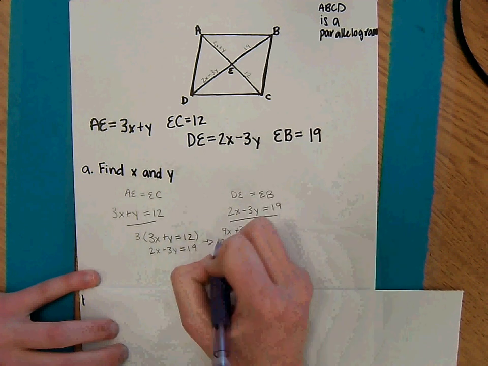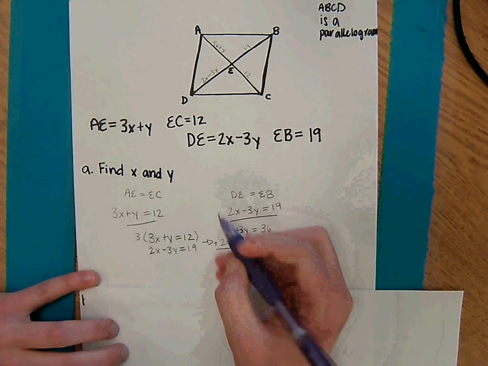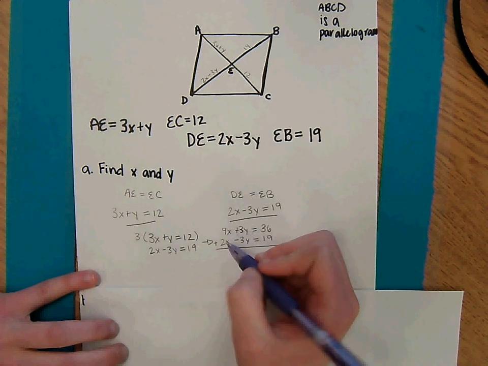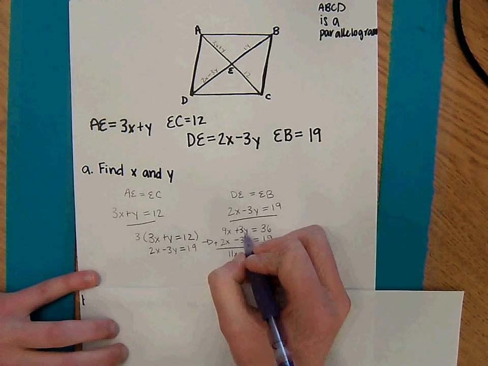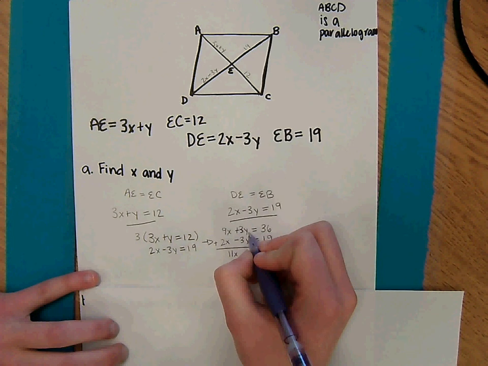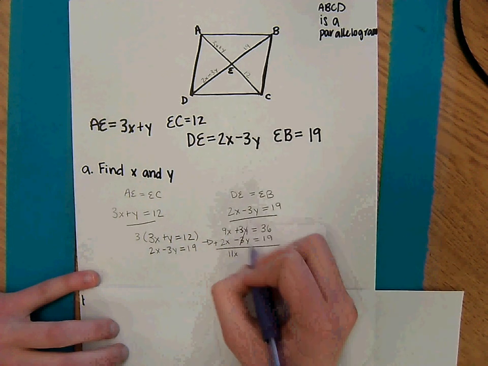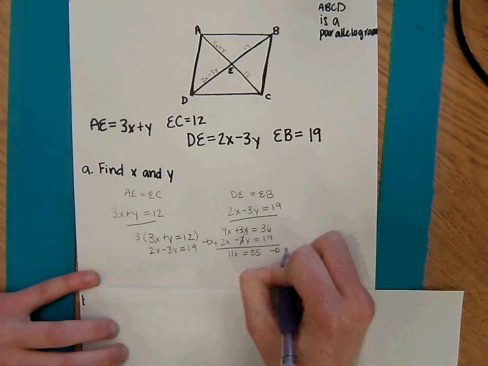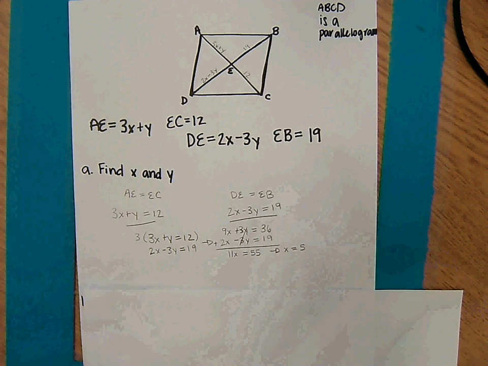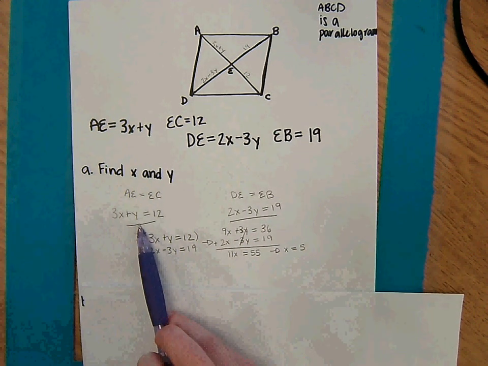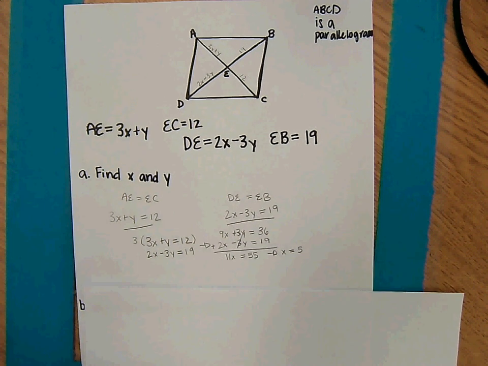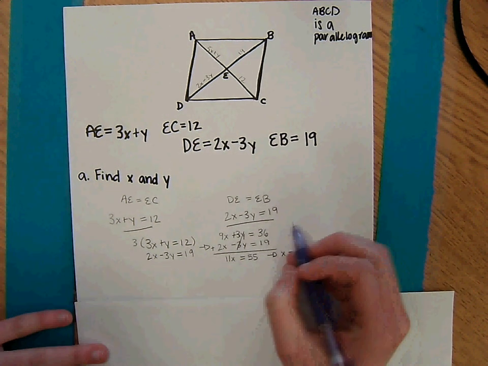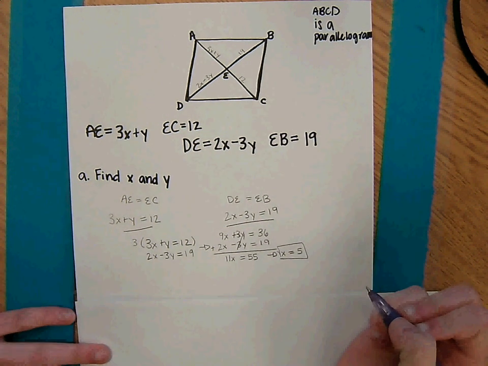Alright, and so you have to add those two together. So 9x plus 2x gets 11x. These cancel because you have positive 3y minus 3y, so you no longer have the y. And that equals 55, and so then x equals 5. Now you can use this x value and go into either this one or this one. I'll show you both ways. I'm going to go ahead and box that because that is one of the answers.